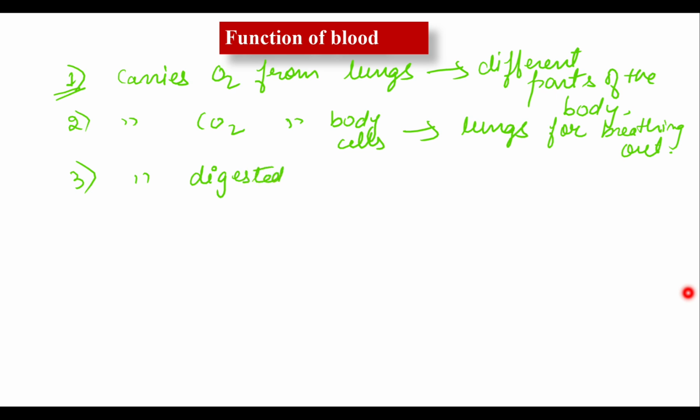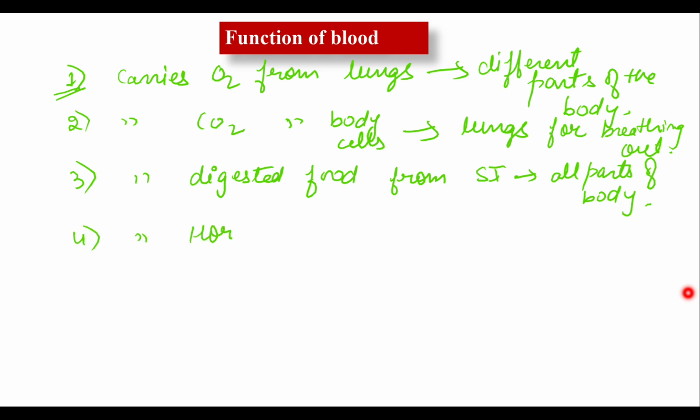Okay, digested food from small intestine to all parts of the body. Okay, it also carries hormones. Yes, because the hormones from endocrine glands are secreted into the blood. Then as the blood is in liquid form, it flows into different parts of the body, then it gives hormones to different parts of the body where they are needed.